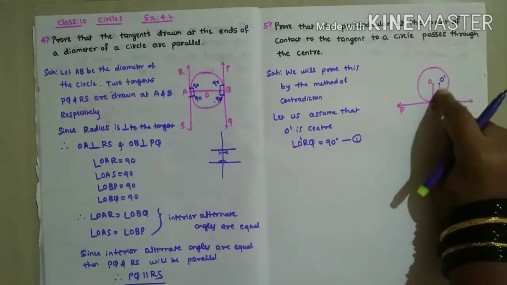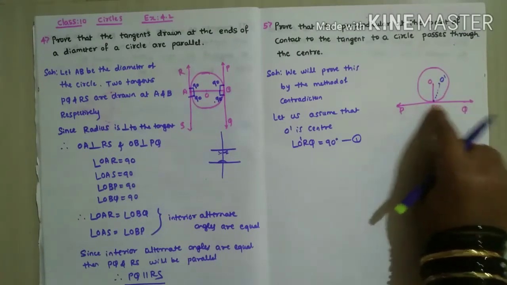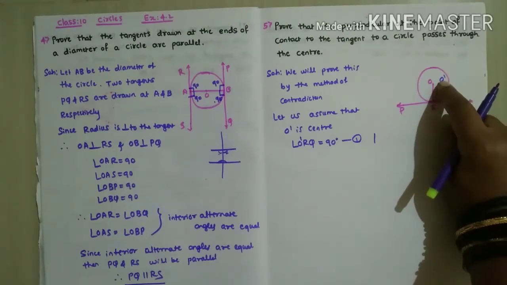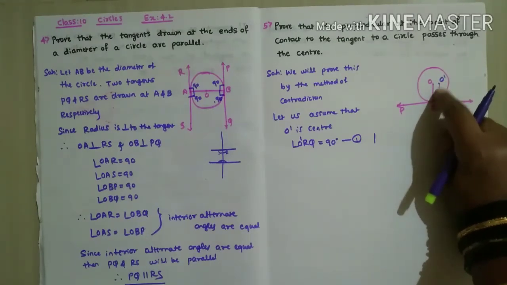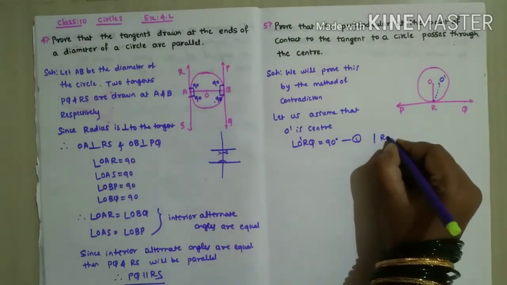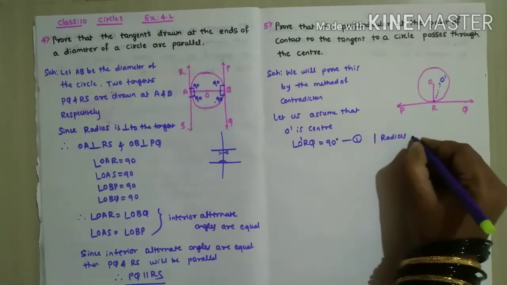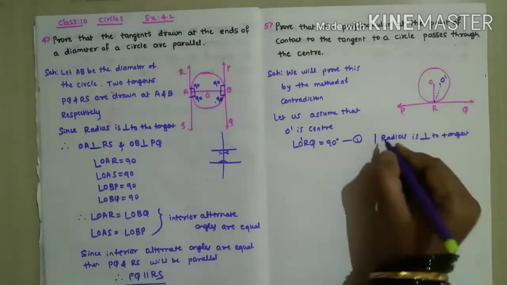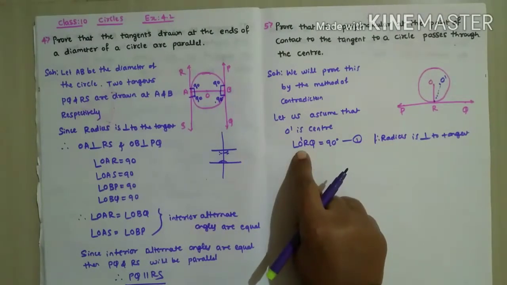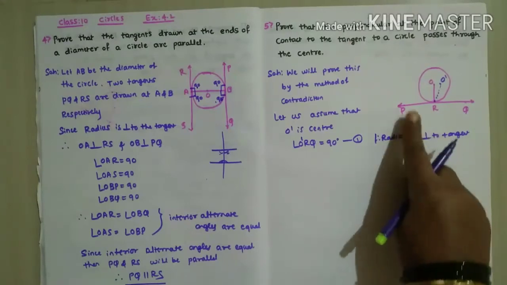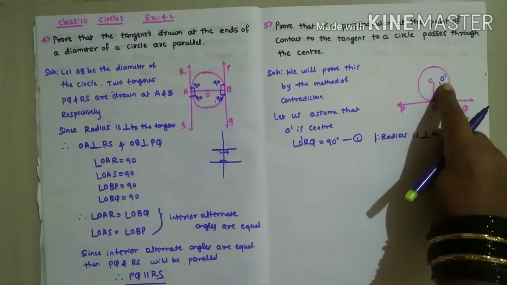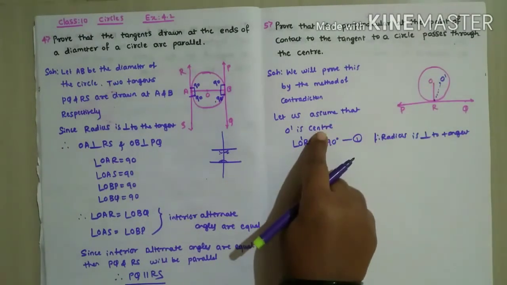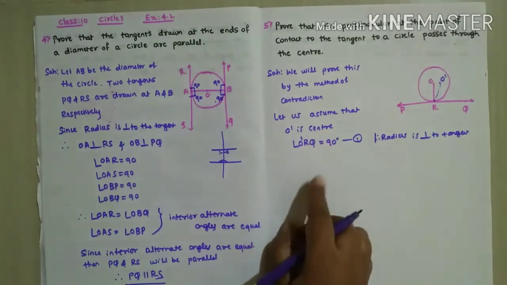O dash RQ is also 90 degrees because the radius is always perpendicular to the tangent. What is the reason for this? If you are taking O dash as the center, this O dash R is also a radius, and the radius is perpendicular to the tangent. Therefore, why is it 90 degrees? Because the radius is perpendicular to the tangent. Here PQ is the tangent and O dash R is the radius, because we took O dash as the center here. It is not a center, but we are assuming like that. A wrong assumption we are making here, by the method of contradiction we have to prove.